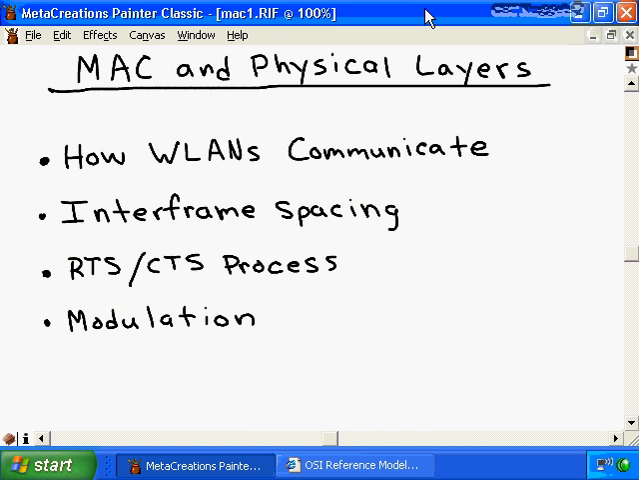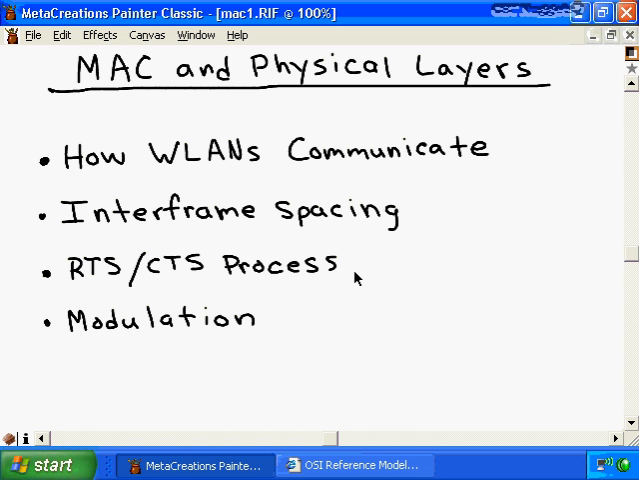Remember that DCF is a contention-based mode, whereas PCF is a contention-less mode for gaining access to the medium. Also, that CSMA/CA is the contention protocol that's used on wireless LANs to avoid collisions. And we also learned about the three interframe spacing types, which again are SIFS, PIFS, and DIFS, and how these relate to the DCF mode and the PCF mode.